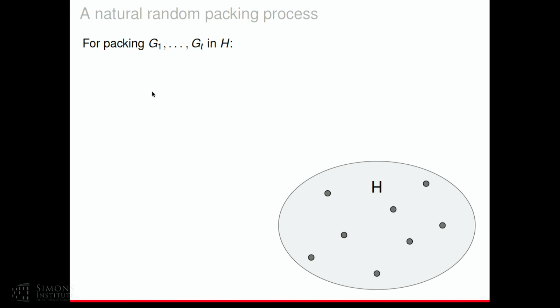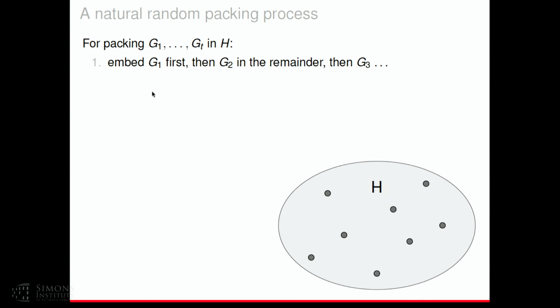And now that's the simpler random process that I want to show you on this page. Somehow some very natural random process. As I said, because of dependencies, we didn't know how to analyze such things at the time, but now we are maybe a little bit wiser. So now if you give me some graphs, G1 up to GT, and I want to pack them into H, what would be the most natural way to do it?